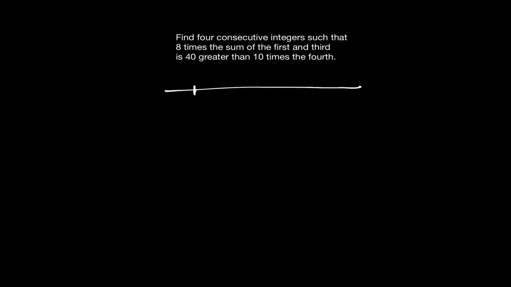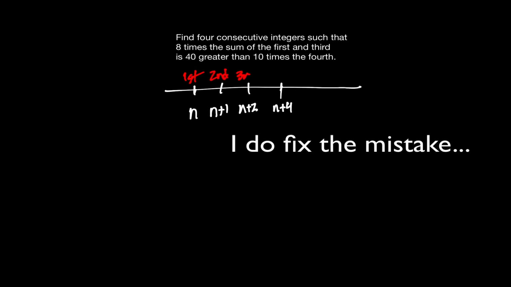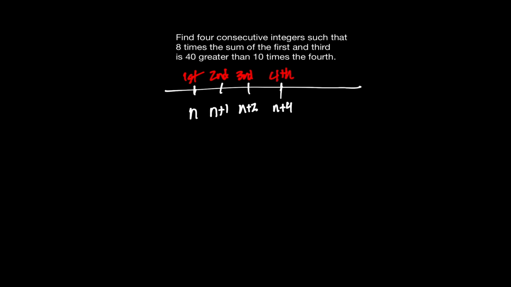And I'll spread these apart a little bit further. So 1, 2, 3, 4. So I'm going to let the first one equal n. The second one is going to be n plus 1. The third one is going to be n plus 2. And the last one is going to be n plus 4. So don't forget, this is the first, the second, the third, and the fourth. Because I'm going to show you in just a minute, less than a minute, one common mistake.